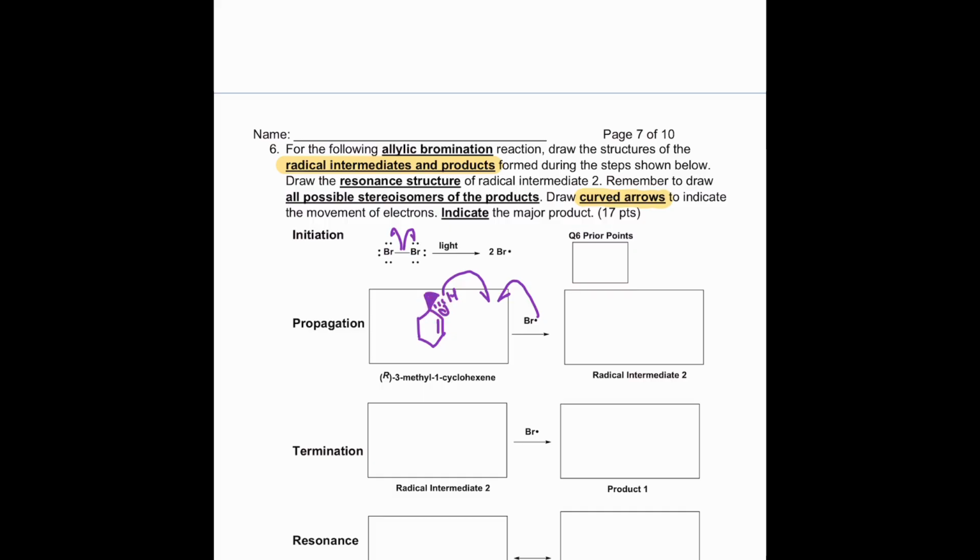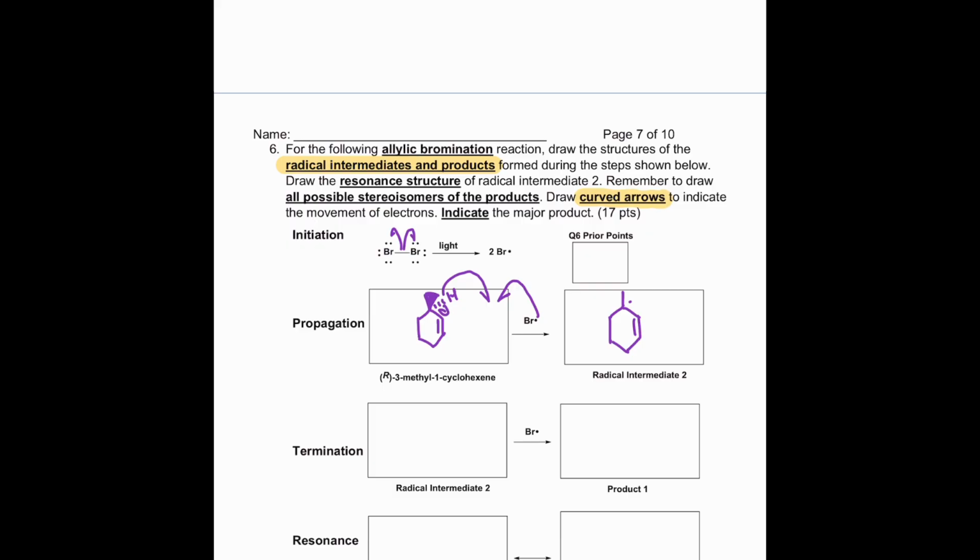So that is going to give us the radical intermediate 2, which is going to be, let's just draw it out as it is. We have this here, and then we have this. Notice how we don't have any stereochemistry anymore because this hydrogen is gone. So now we just have this radical right here. So this is our radical intermediate right now.